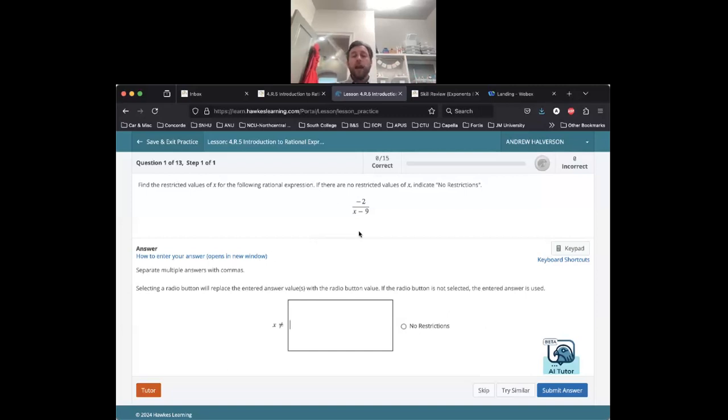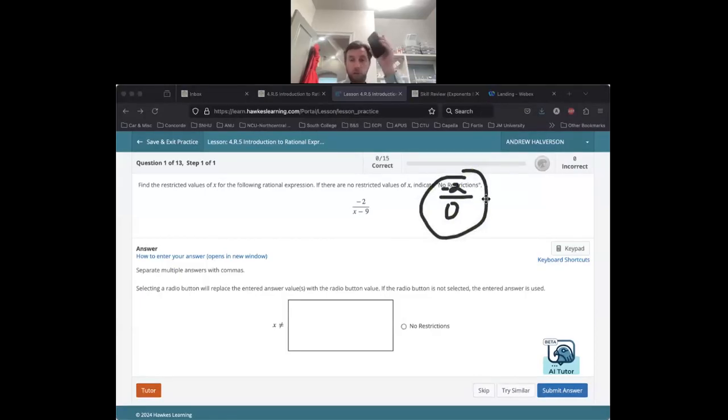The only thing you can't have in a denominator is the value of 0. Zeros in denominators don't make sense. Try to do it on your calculator. Suppose you had the fraction -2/0. Do it on your calculator, and your calculator is going to tell you, I can't do this. It gives you an error.